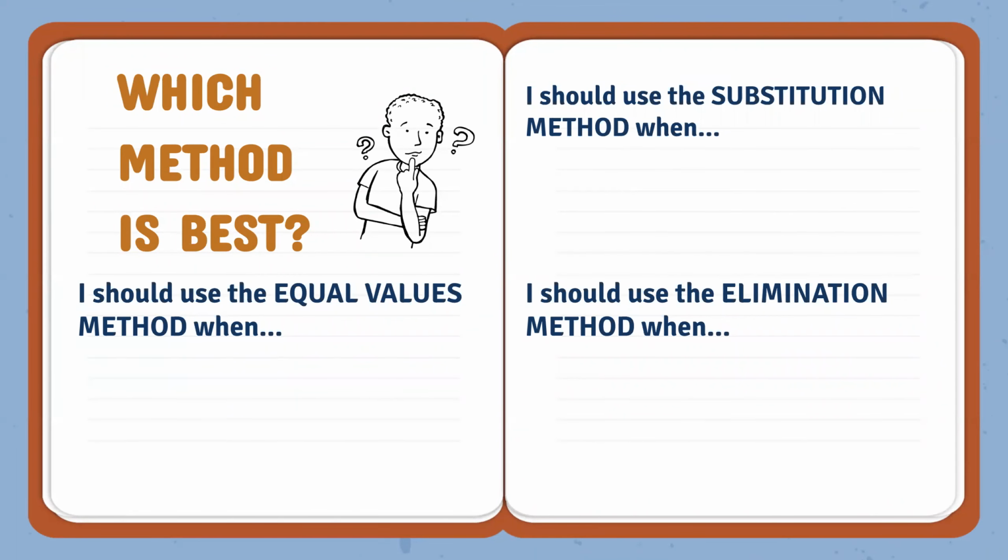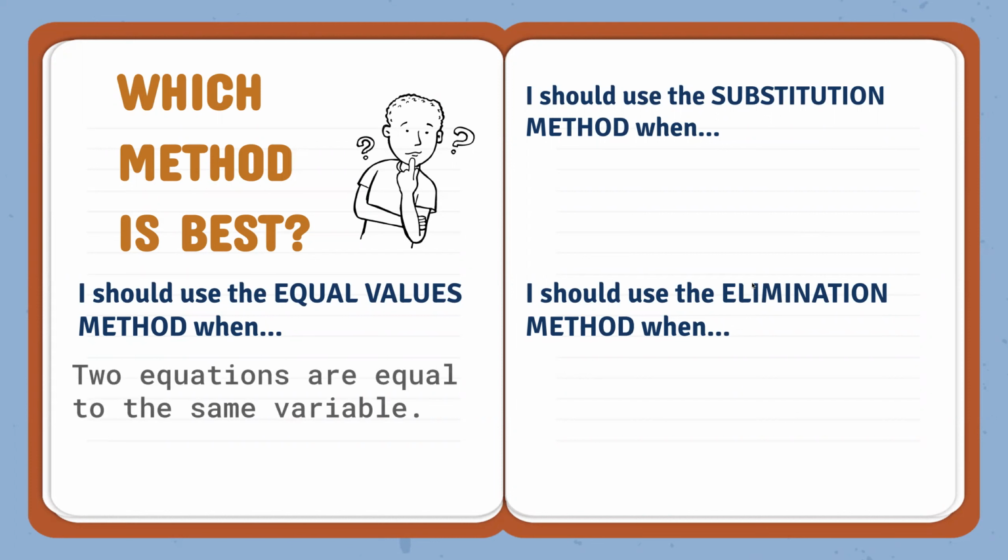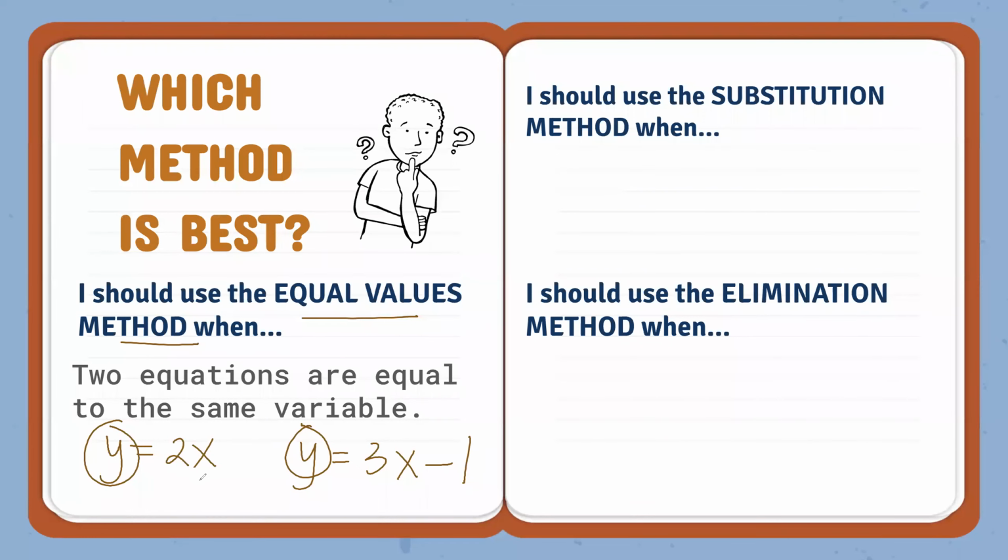You can pause this video and think for yourselves what might be the reasons for using each of these methods. Go ahead and do that before I go over it with you. So I should use the equal values method when two equations are equal to the same variable. Let me show you an example of this. Say you have y is equal to 2x and y is equal to 3x minus 1. Since both equations are equal to y, it's best to use the equal values method and set them equal to each other to solve.